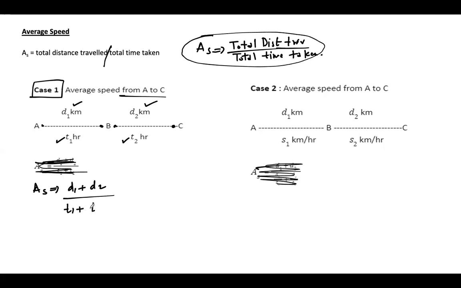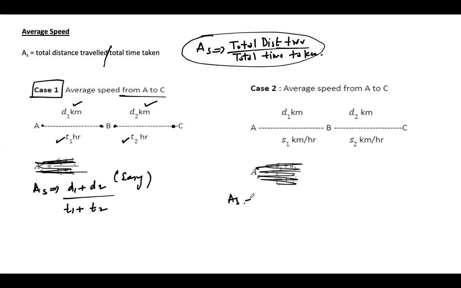So I've given you different cases and I've just changed the variables. According to the question, you have to apply. Right now it is given directly. Total distance traveled, D1 plus D2. Total time taken, T1 plus T2. Easy. Not a problem.